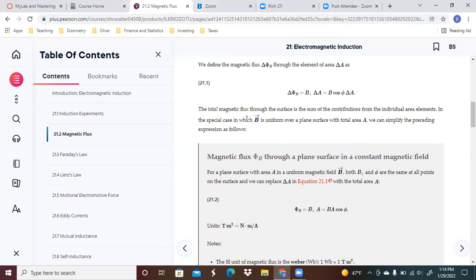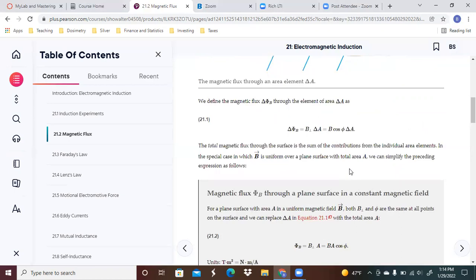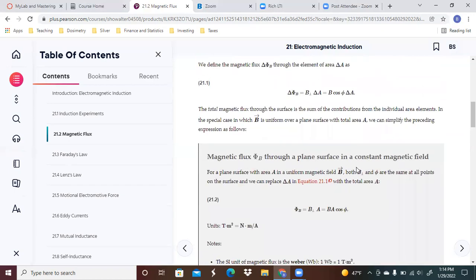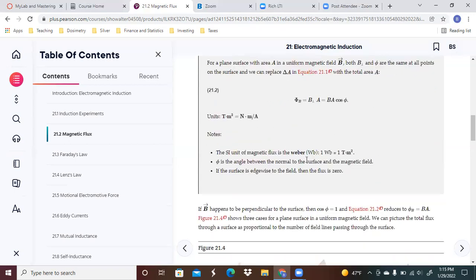Now, for the total magnetic flux of the surface, you're going to be looking not only at just delta A, but at all the cross-sectional areas and adding all of those up. The units here are going to be Tesla times meters squared, which is the same thing as Newton meters divided by the number of amps. This is referred to as a Weber.